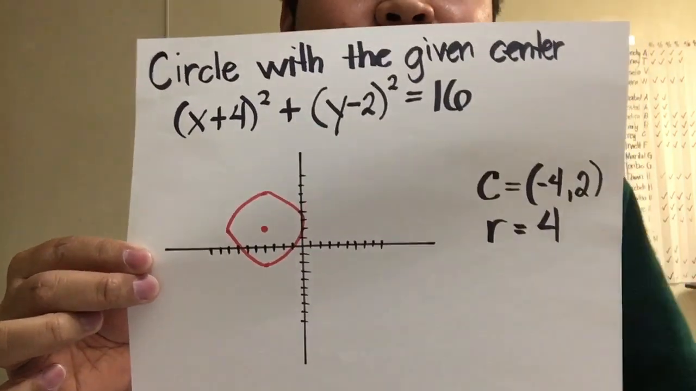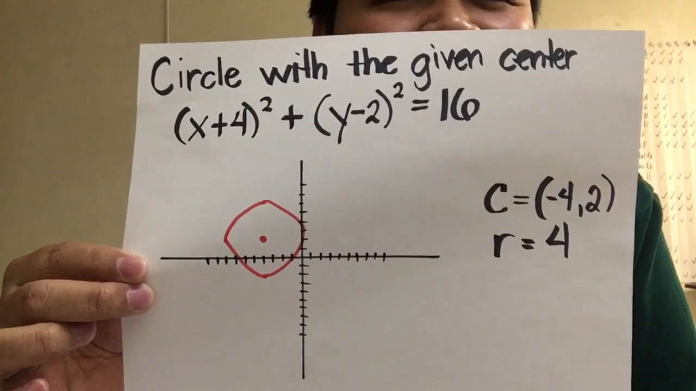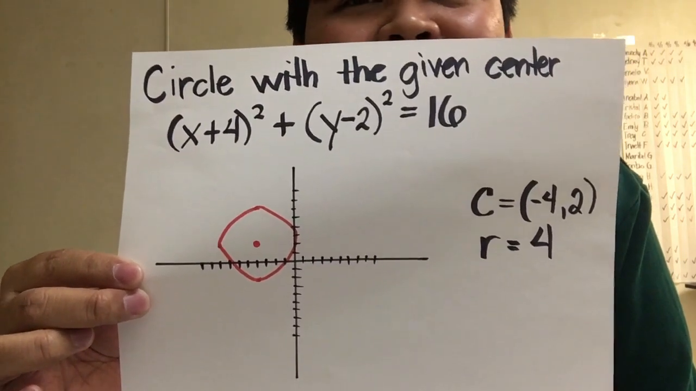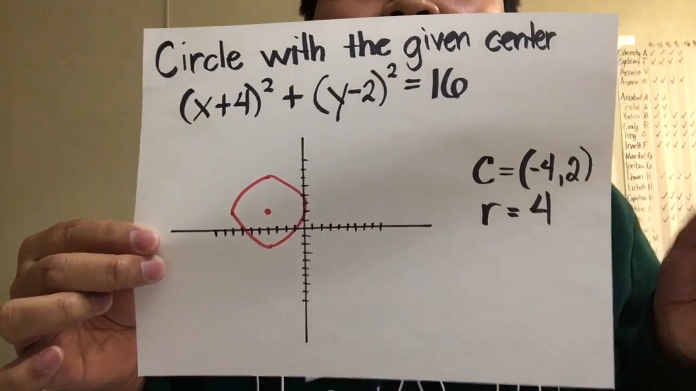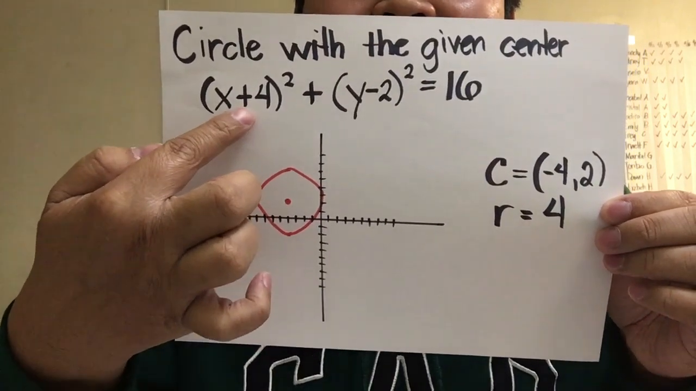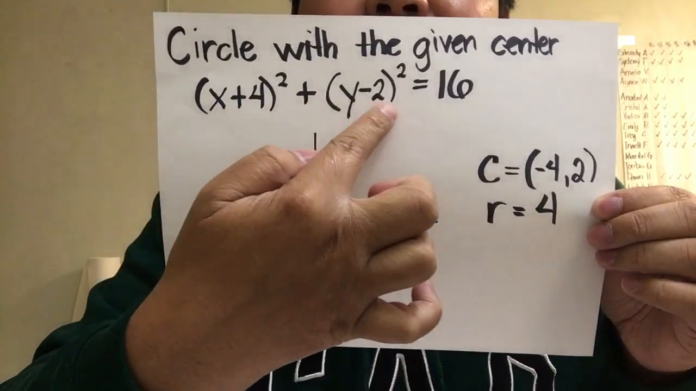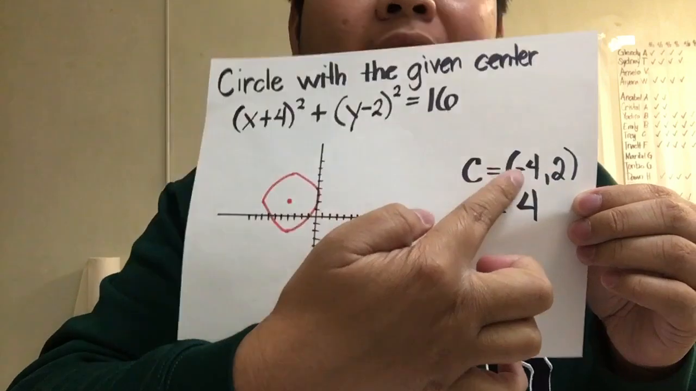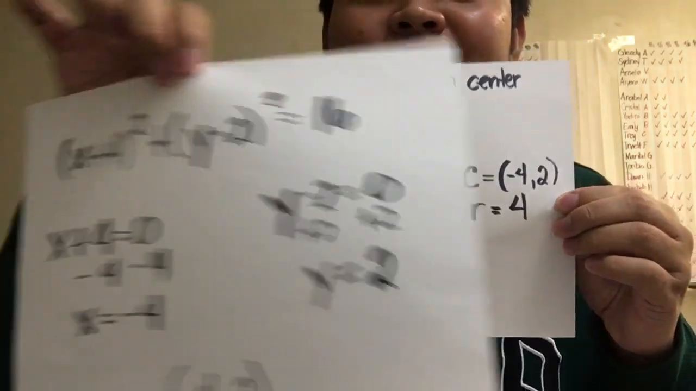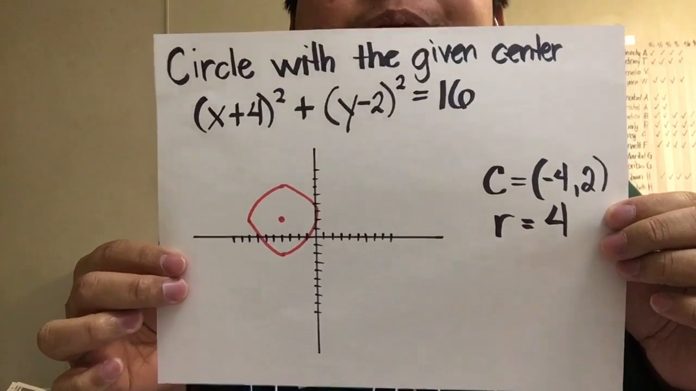Now, I will teach you my technique from when I was in high school, so I can avoid too much writing in algebra. To get my center, I just get the opposite sign of the number. So, the opposite of +4 is -4. And the opposite of -2 is +2. Quickly, I found my center. So instead of doing this one, I have a very quick technique.